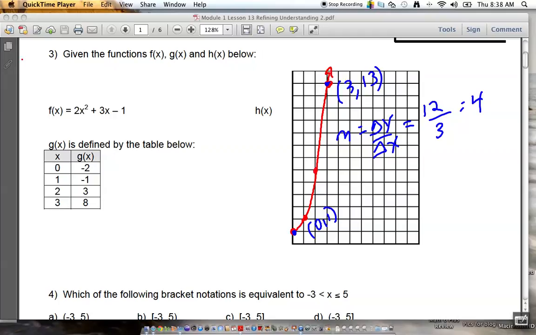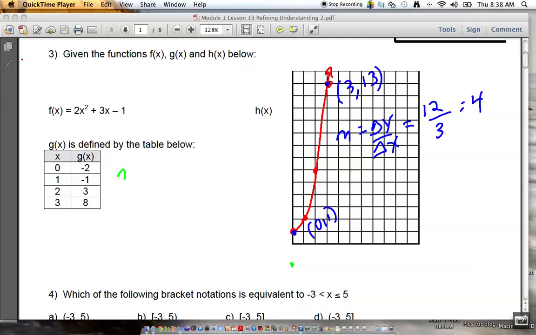What does a coordinate represent? A coordinate represents the input paired with the output. Input, output. You need input, output. You see, you actually have the input, output on the table here. Input, output. 0 is paired with -2. 3 is paired with 8. I could literally grab 0, -2, 3, 8, and do the same exact thing, okay?